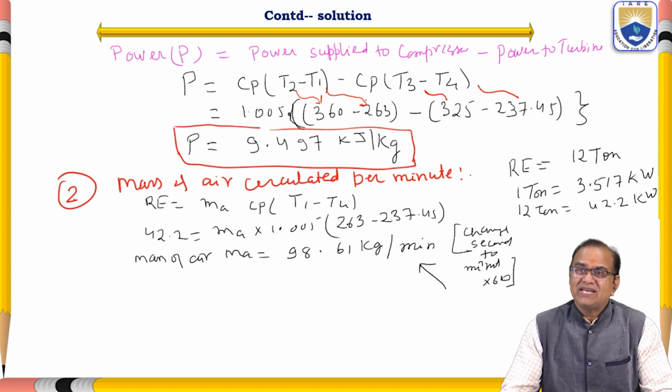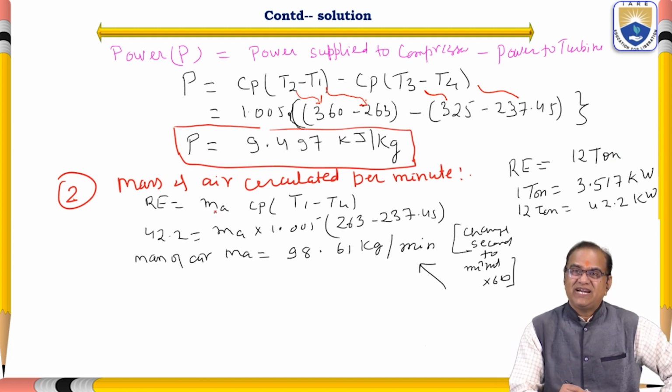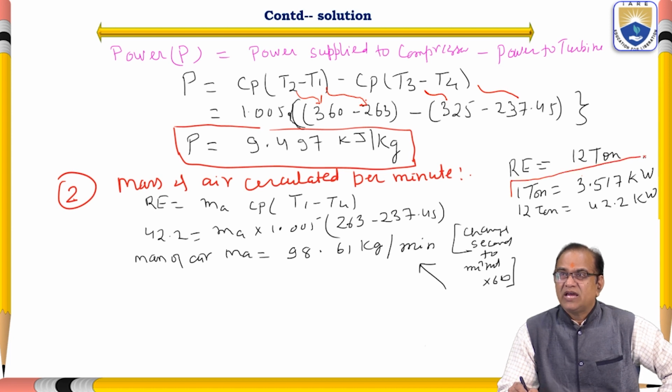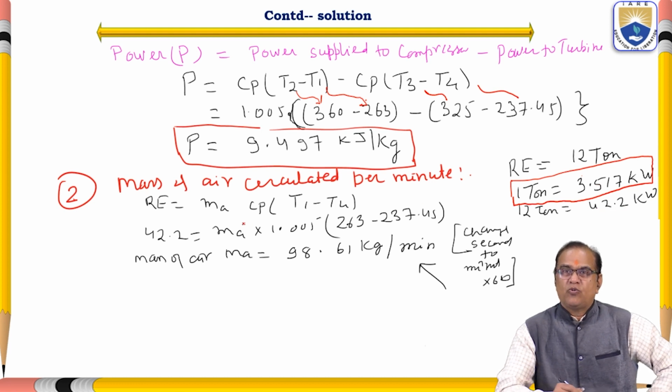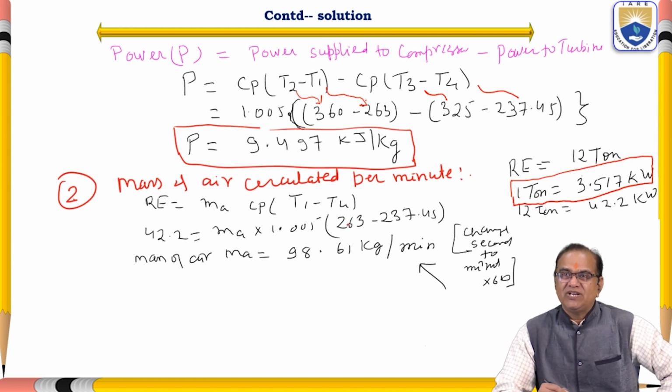Next we have to find out the mass of air circulated per minute. Here RE is given as 12 ton. So refrigerating effect is equal to MA Cp (T1 minus T4). One ton is equal to 3.517 kilowatt. This you have to remember, please, because refrigerating effect is always given in tons. If you multiply by 12, you will get 42.2 kilowatt. So 42.2 kilowatt is equal to MA times 1.005 times (263 minus 237.45).